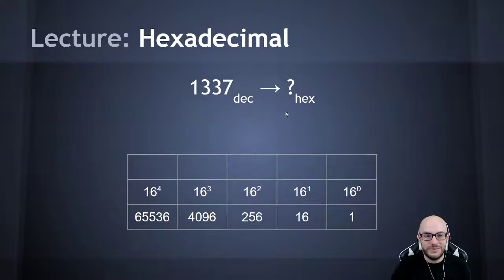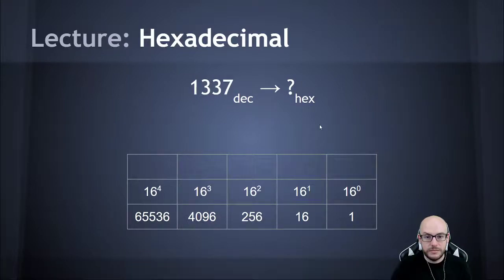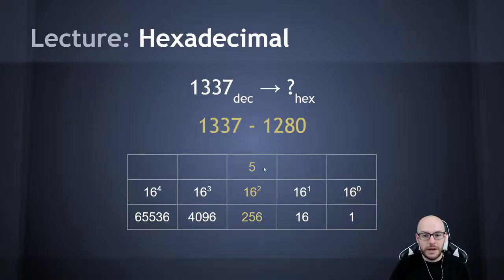Okay, let's do another one. I have 1,337 and I want to convert it to hex. I want to look across here, find the largest number that will go into 1,337. It's 256. How many times? Let's ask the calculator. 5. Okay, so I'm going to put a 5 here in this spot. 5 times 256 is 1,280, so I'm going to subtract that out. I am left with 57.